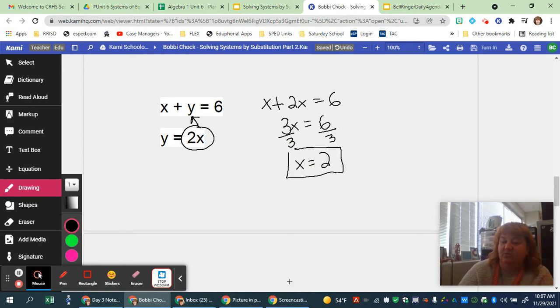Now I know what x equals. I have half of the equation, okay? I can plug it in anywhere I want. I could put it here, 2 times 2, okay? That's 4, y equals 4.